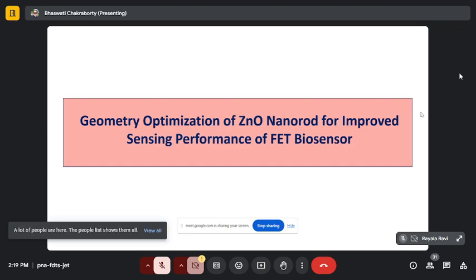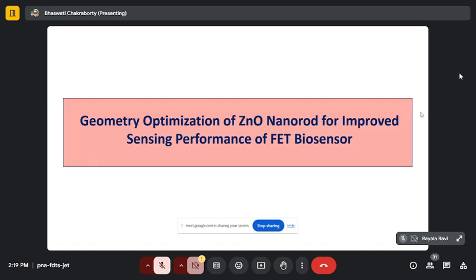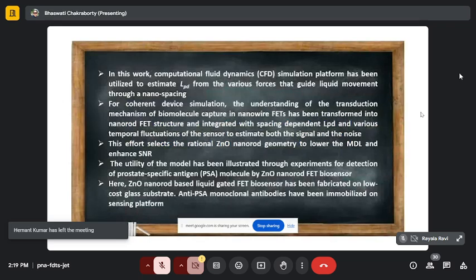Next, I'll be talking about geometry optimization of zinc oxide nanorods for improved sensing performance of the FET biosensor. So far we have tried to optimize the zinc oxide seed layer. Now, on top of this seed layer, we need to optimize zinc oxide nanorod growth.